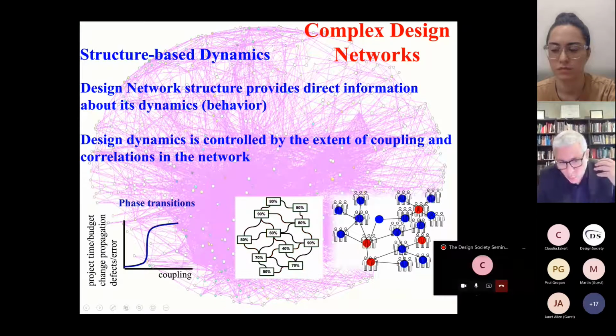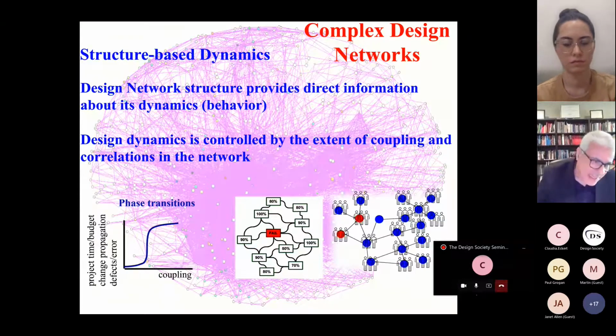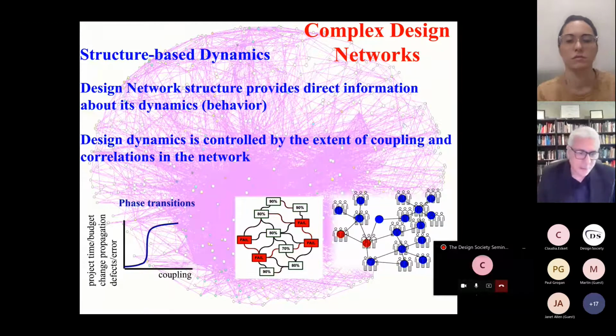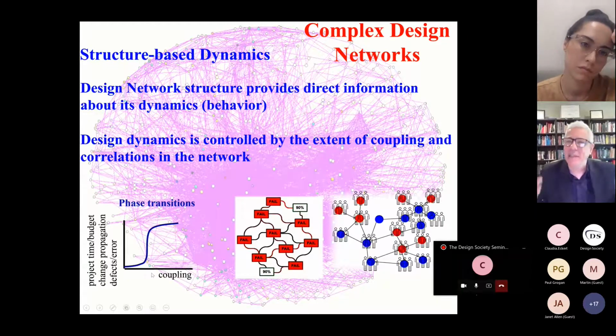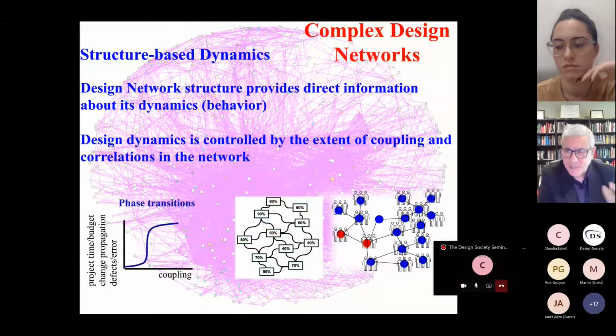You will experience some qualitative change in the behavior of the system. So if you represent product development, it means that the total project time or budget will suddenly increase dramatically as you increase the coupling of the system, which is a function of the network itself. And it could be that as you increase the coupling in the system, suddenly the number of defects and errors starts to rise quite dramatically. And again, everything is a function of the network itself, right? That's the surprising part.